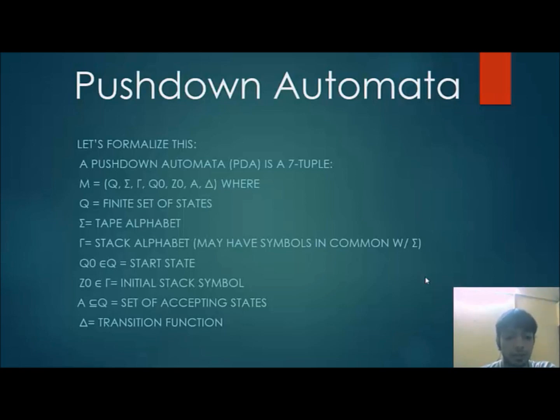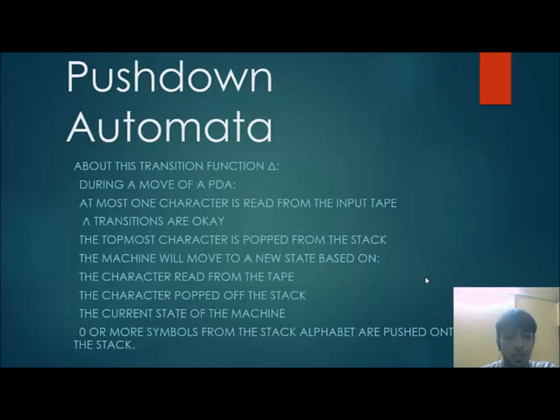Gamma is a stack alphabet, Q naught is a start state, Z naught is the initial stack symbol, A is a set of accepting states, delta is a transition function. So what is push-down automata?